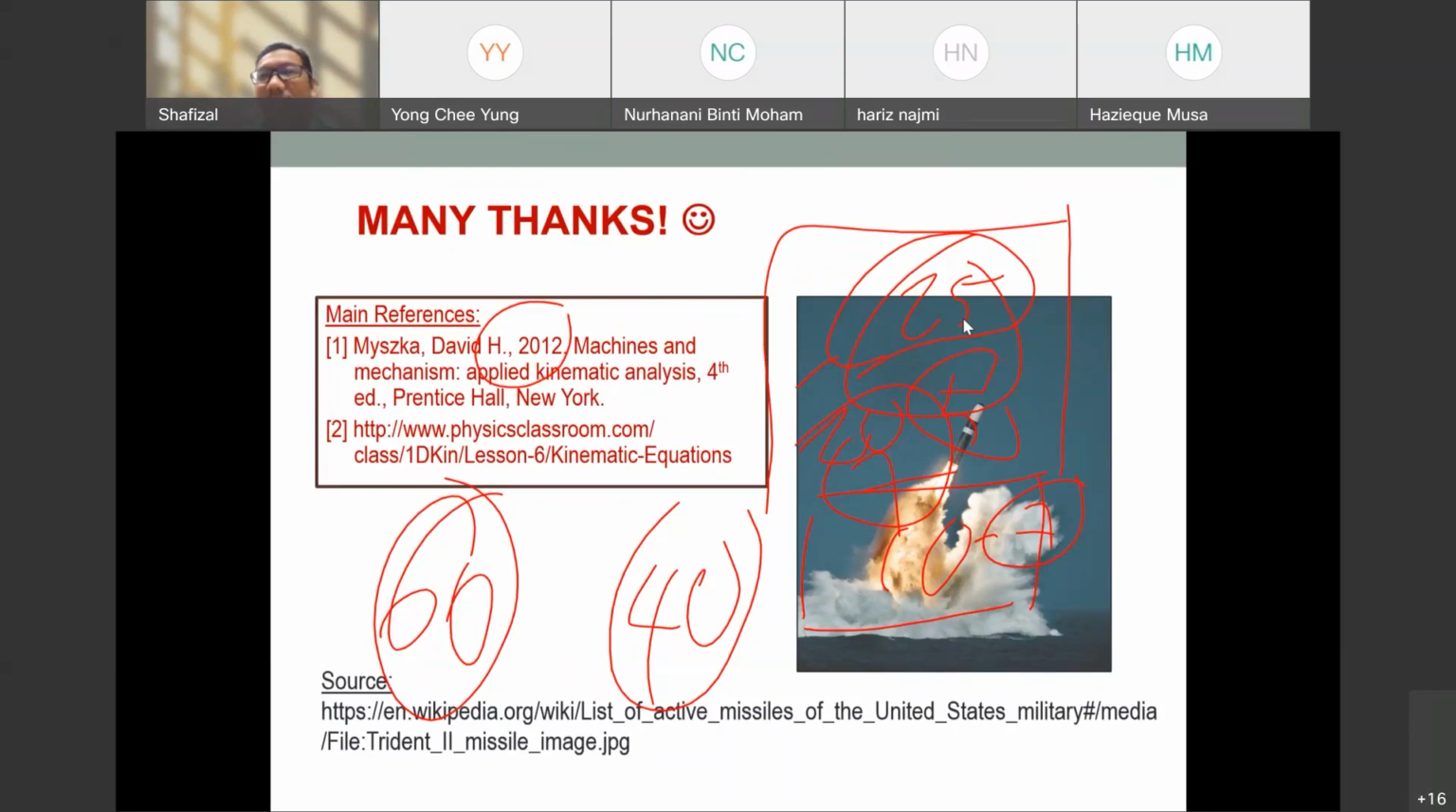So macam mana tu? Takkan boleh. Kalau wrong, takkan sama kan? It cannot be the same, isn't it? Cannot be the same. So be careful on your answers, eh? Alright.